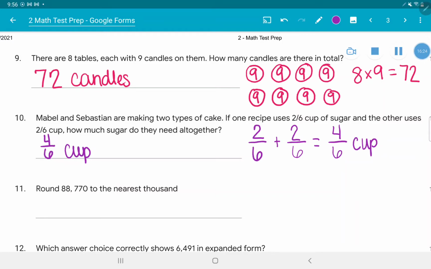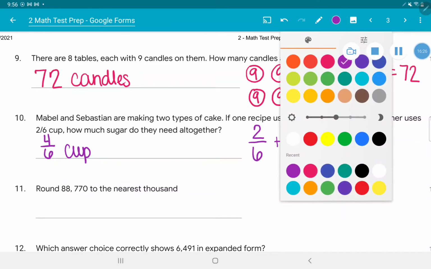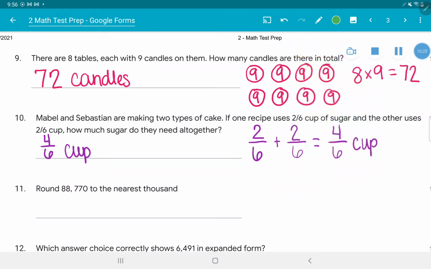Now this question we're rounding 88,770 to the nearest thousand. So if I'm rounding to the nearest thousand, what place value do I look at to tell me if the thousands needs to stay the same or go up? I'm going to look to my hundreds. In my hundreds place is what number?